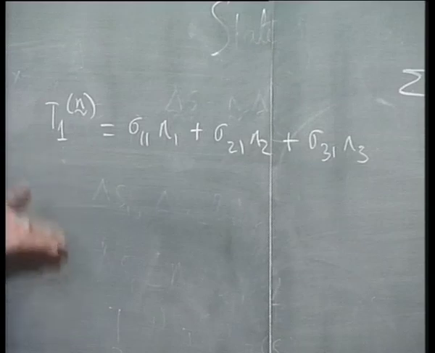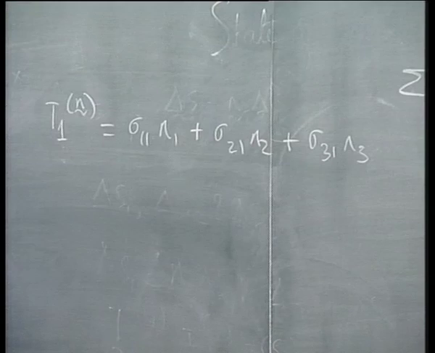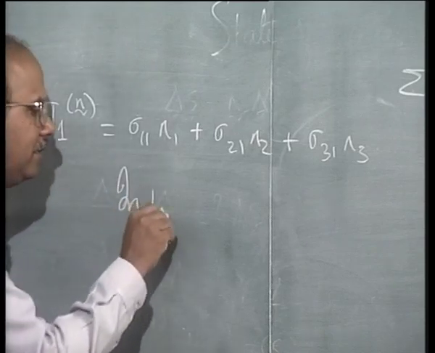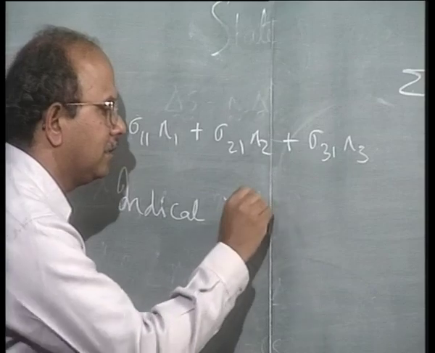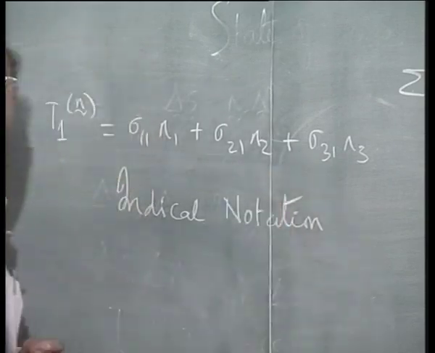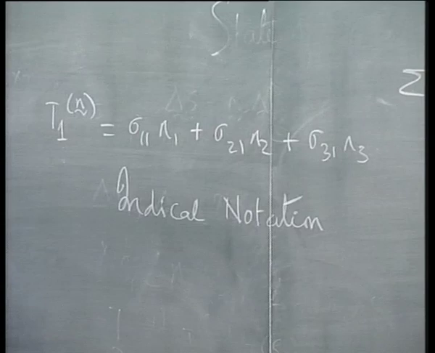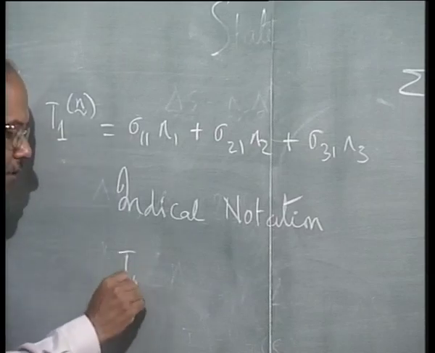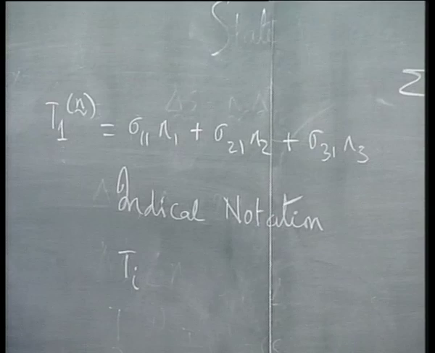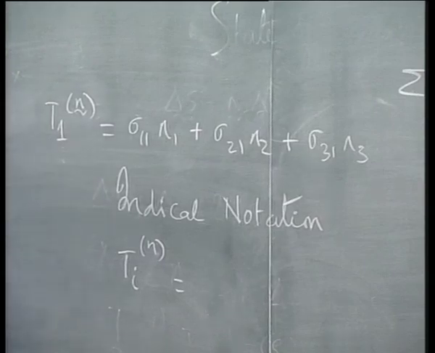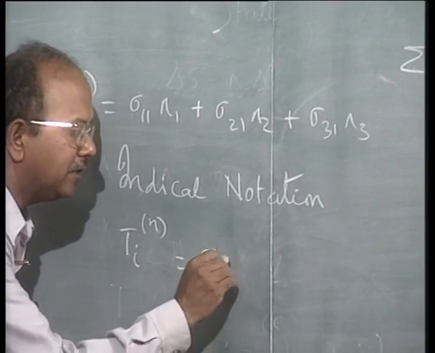Now I'm quite lazy to write all this. So the first question you will ask is, how do I simplify this? I simplify this using what is called indical notation. In indical notation, I'll explain that maybe in the next class. Let us write this first. In indical notation, I will write Ti is equal to sigma ji nj.